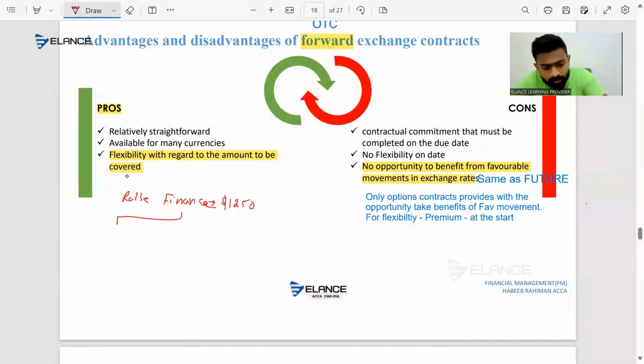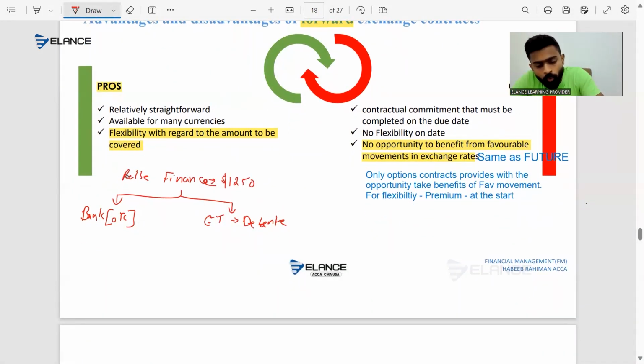You have two ways. Either you can approach a bank, which means it is over the counter, or else you can go to the stock exchange, exchange traded, where you can issue debentures. Here, assume the market price of one debenture is 300. So if you issue one debenture, you can raise 300.